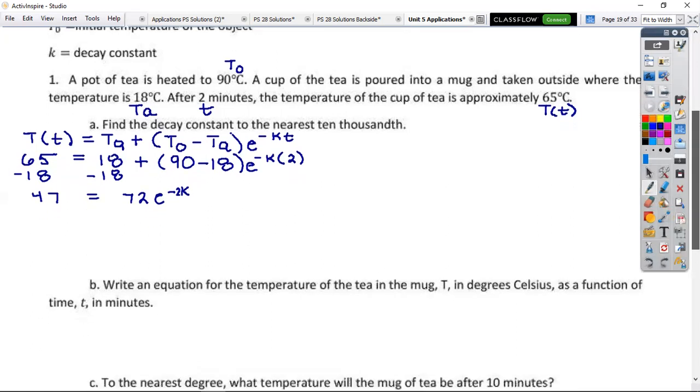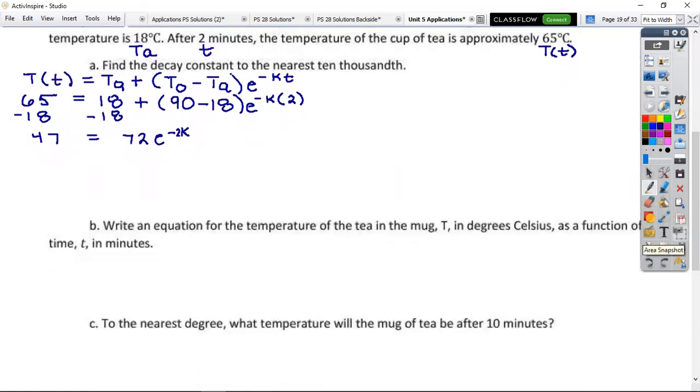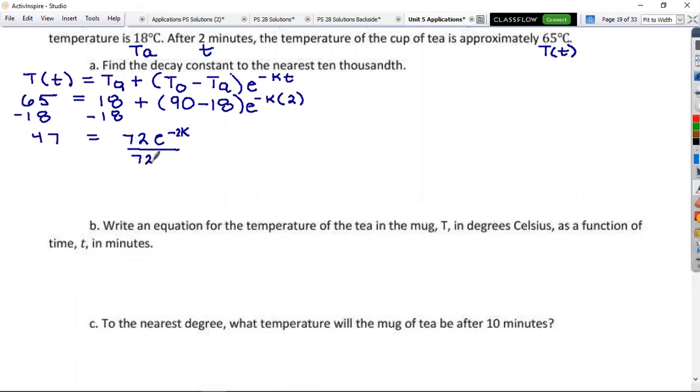Why do you solve these for homework? What did I tell you to do with the 72? Whenever there's a number there. Yep, divide it out. Excellent. I'm actually going to just leave it like this. So I have 47 over 72 is equal to E raised to the negative 2K.